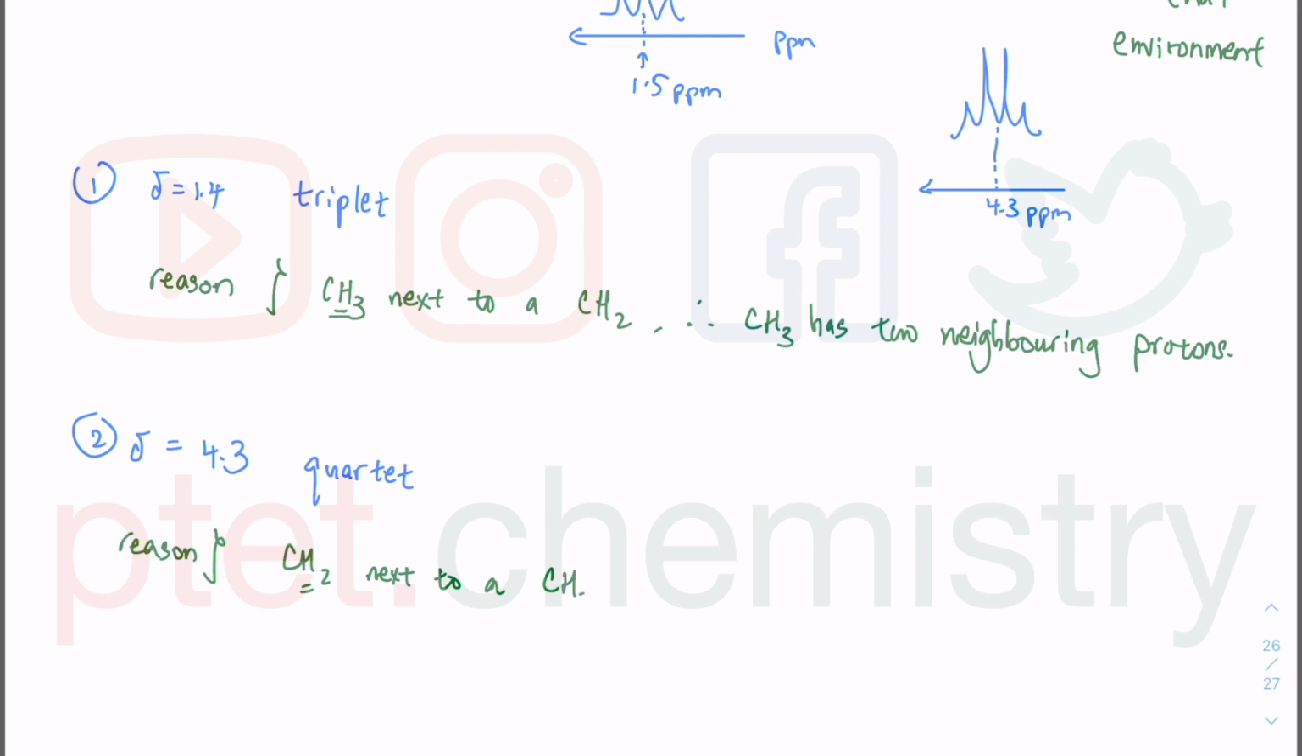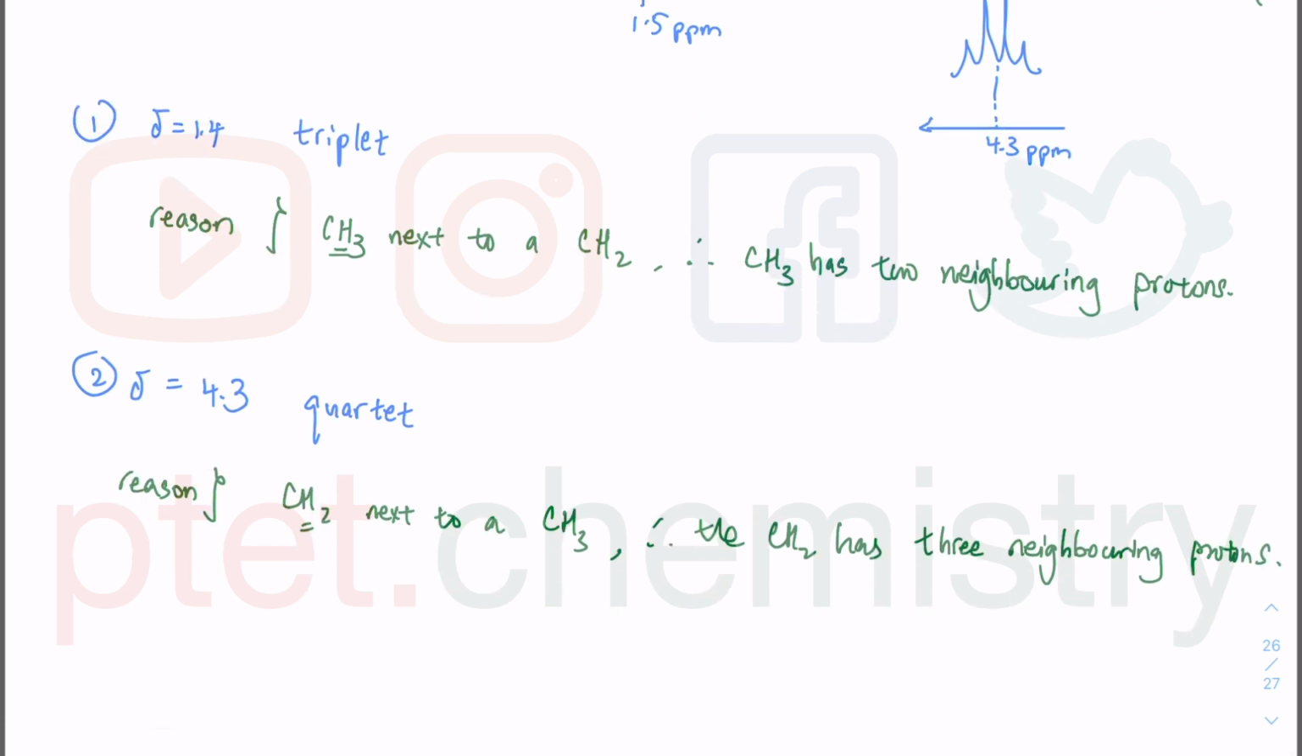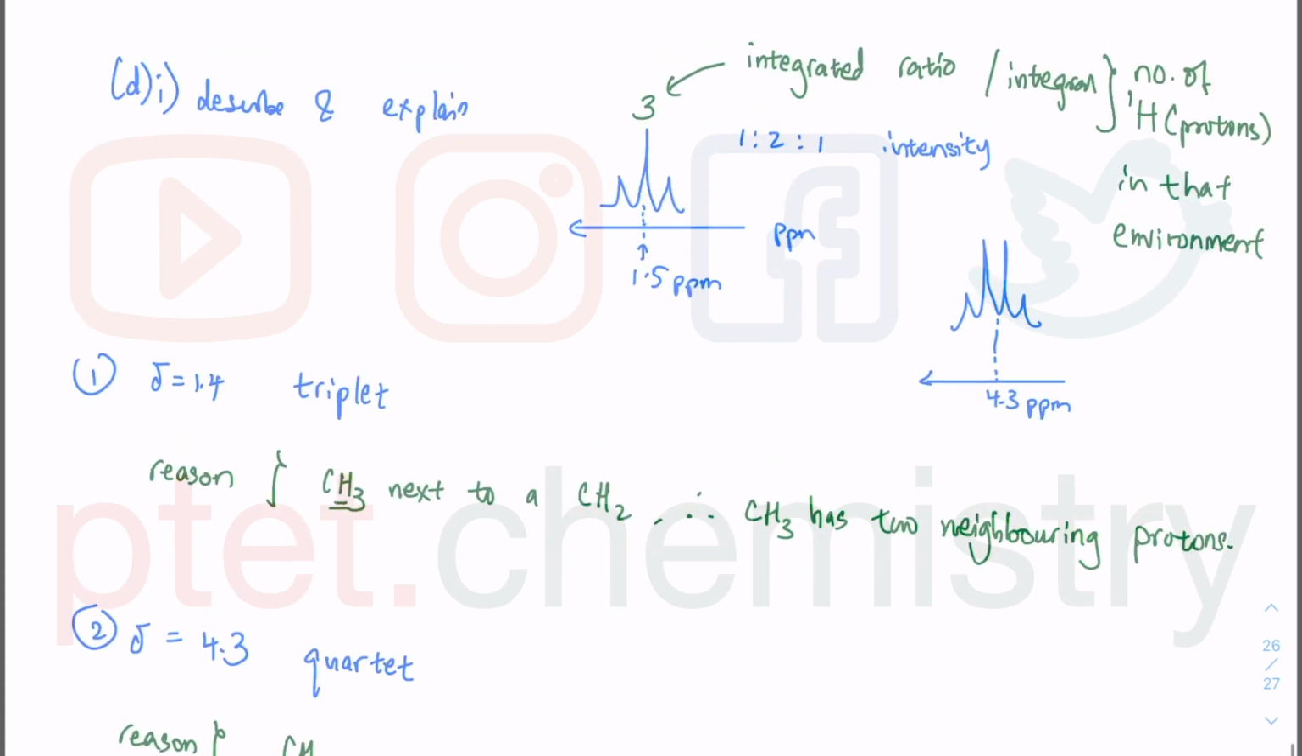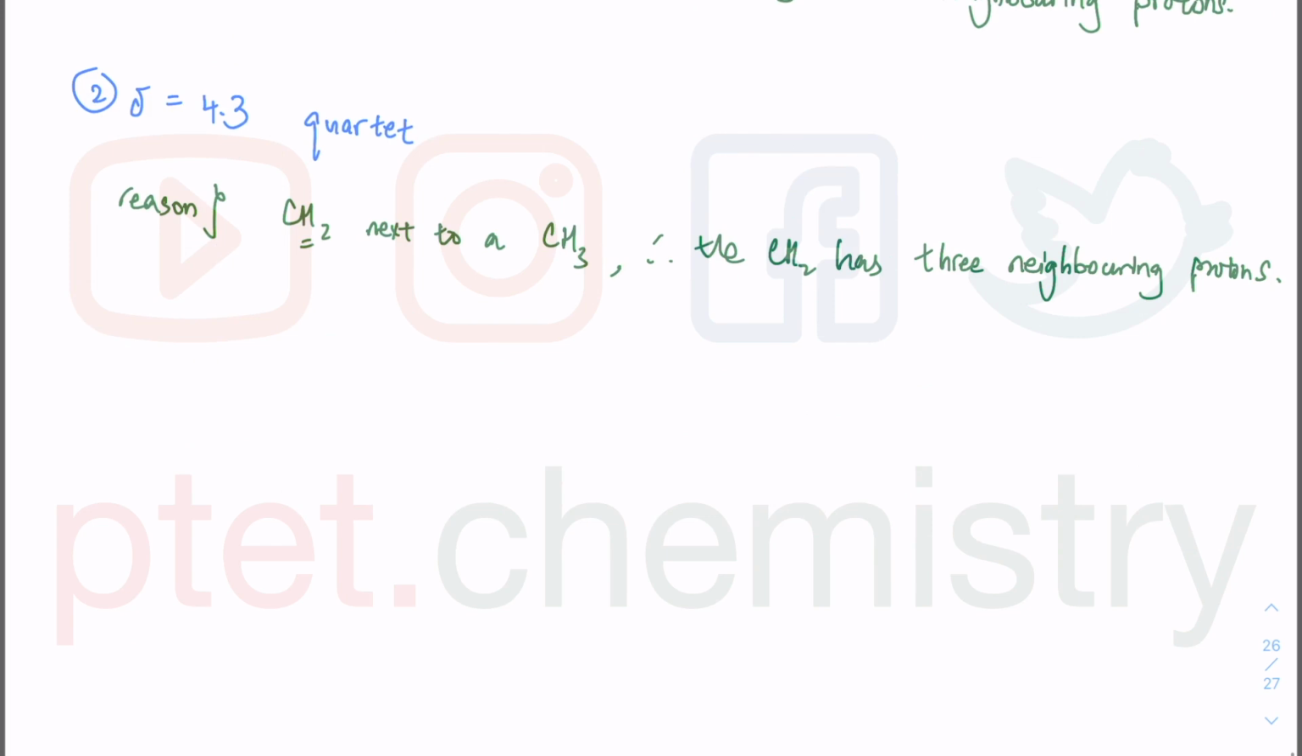So next to a CH3, therefore the CH2 has 3 neighboring protons. Because you have 3 neighboring protons, you will see 3 plus 1 lines. That's why you see a quartet, which is 4 lines. But where are you? You are a CH2. That's why the integral, or the number given on top of that peak, refers to how many protons you have in that particular environment. Make sure you can read NMR data very, very well. On to the next part of the question.